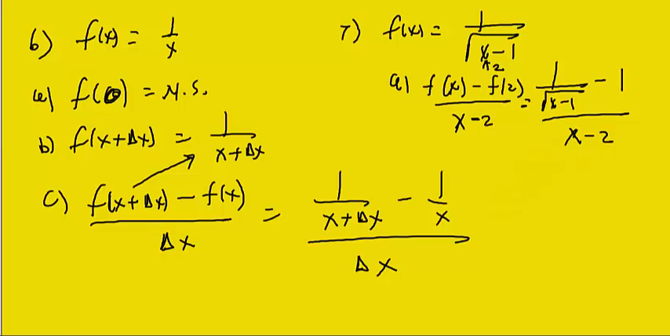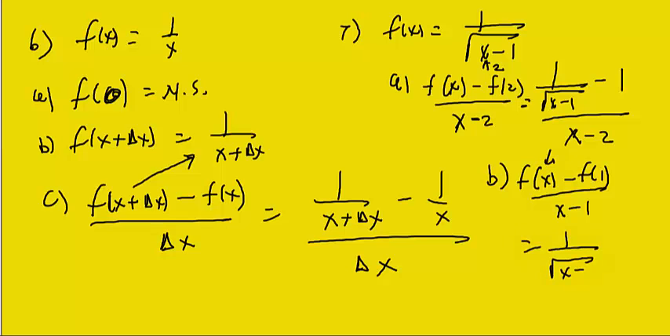That's done. B, they want you to find f of x minus f of 1, all that over x minus 1. Okay, this works out pretty good when you put in x. That's 1 over square root of x minus 1. When you go to put in 1 right there, 1 minus 1 is going to give me a 0 on the bottom. Can't have that, so this is no solution.